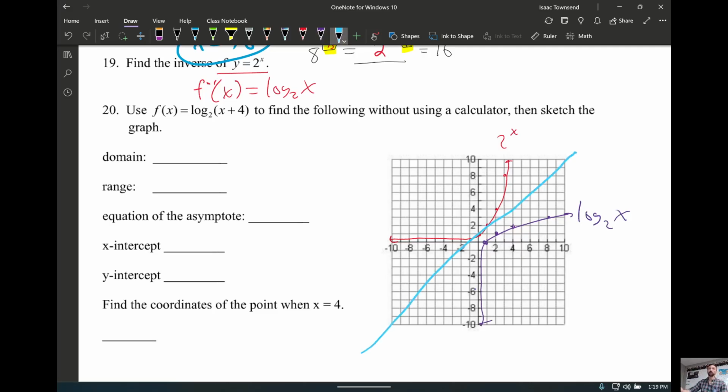Notice the line of symmetry at y equals x, which makes them inverse functions. And then you can worry about what you actually have to work with. Same exact graph, log base 2 of x, but this one needs to go left 4 because of the transformation.